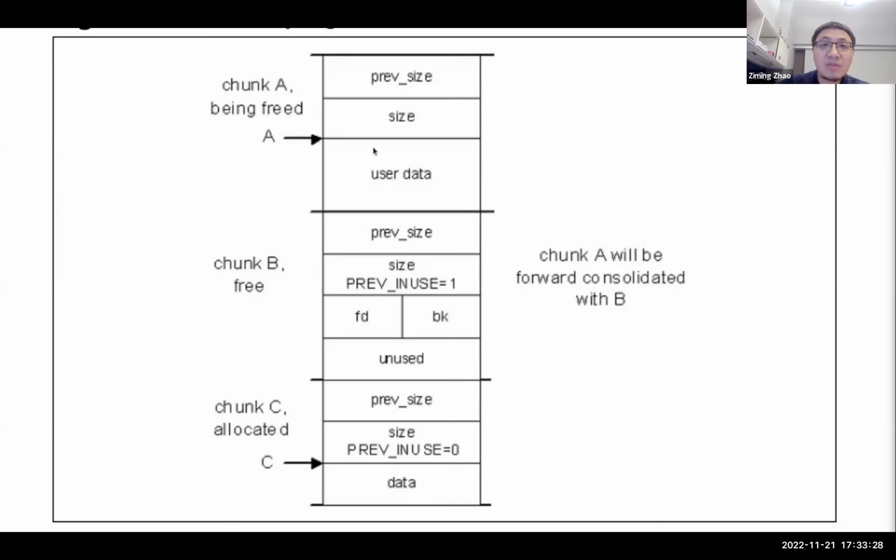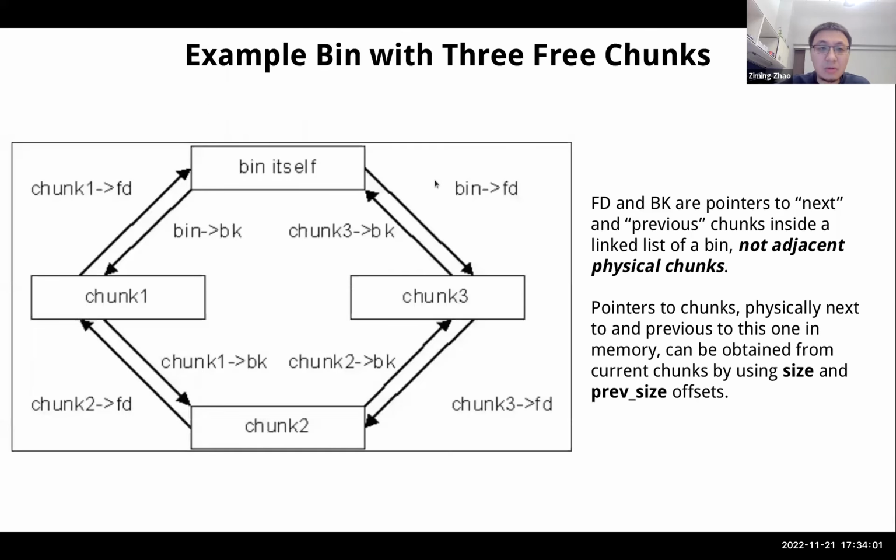So here, we're trying to free chunk A. Because after chunk A, chunk B is also freed, the C library will try to merge those two, consolidate those two to create a bigger chunk. So after this, the whole part will be a new chunk. So it's much bigger. It will go to another bin. So all those freed chunks will be linked using this doubly linked list, using the forward and backward pointers.